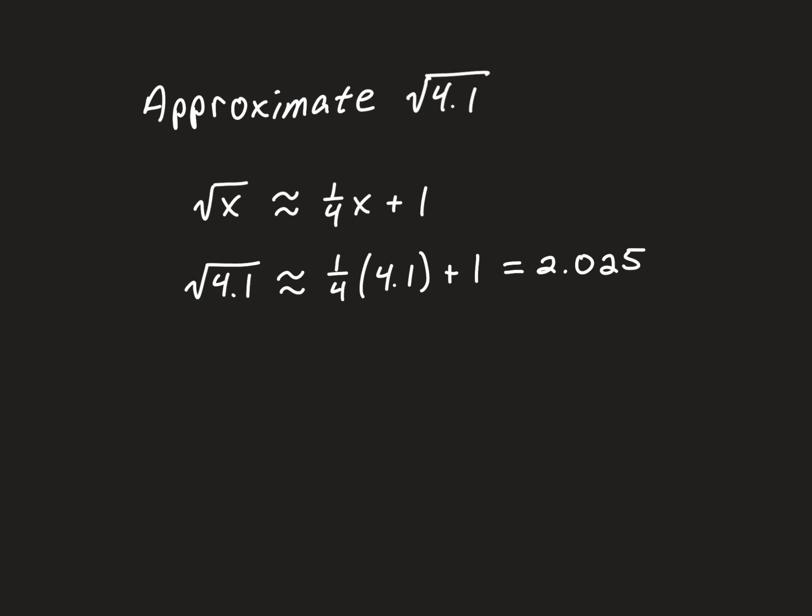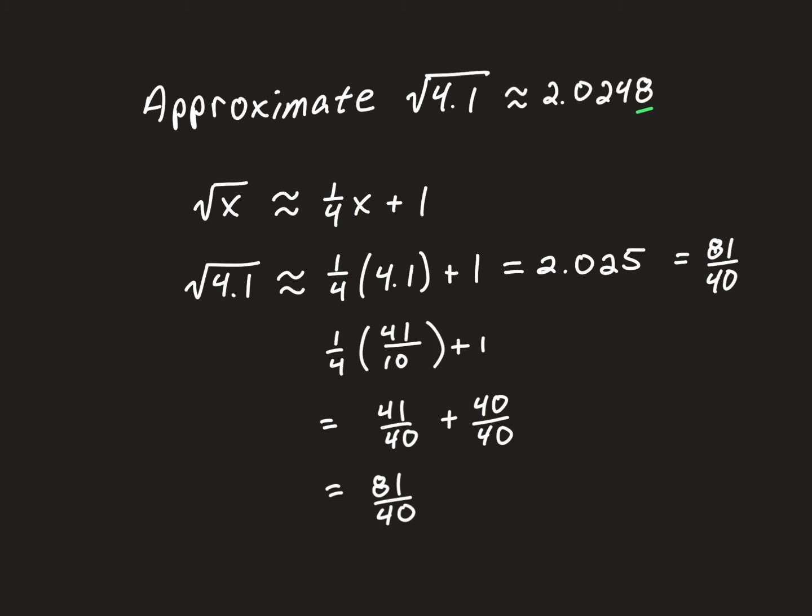If you want to do this as a fraction, think that 4.1 is in the tenths place. So that's 41 over 10. So 1/4 times 41 over 10 is 41 over 40. I changed the 1 to a 40 over 40, so I have 81 over 40. So 2.025 is 81 over 40. Notice that if I plug 4.1 into my calculator and calculate the square root of x, I get 2.0248 and some other decimals. And I only went to 3 decimal places. So if you round up with this 8, you do get 2.025. So this is a pretty good approximation. It's a very good approximation to the square root function near 4.